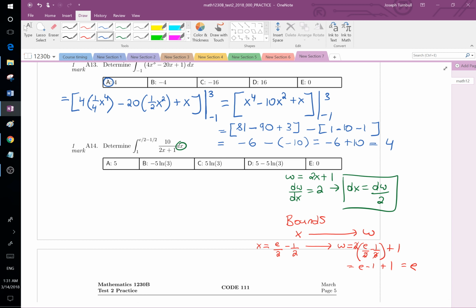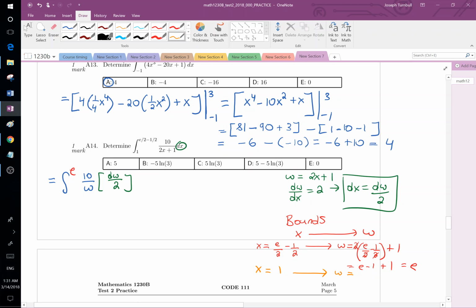Might as well start writing this integral out. This equals integral. The top bound is e. The function is 10 over w. And our dx gets replaced by dw over 2. Now we need the bottom bound. The bottom bound is a bit different. It's 1. So w is equal to 2 times 1 plus 1. W is equal to 3. So integrating from 3 to e.